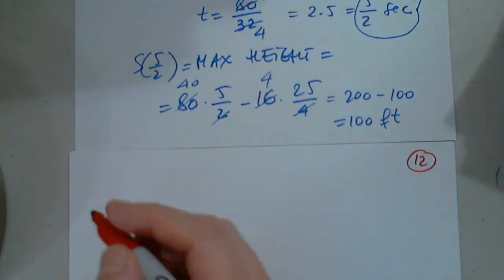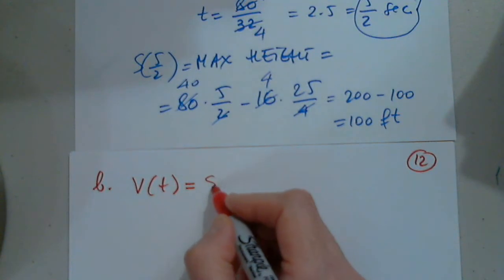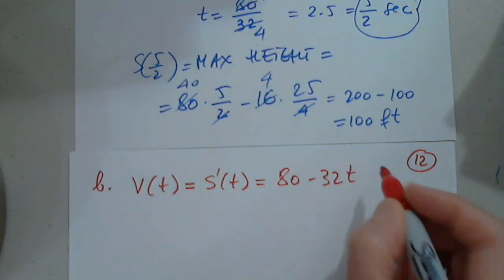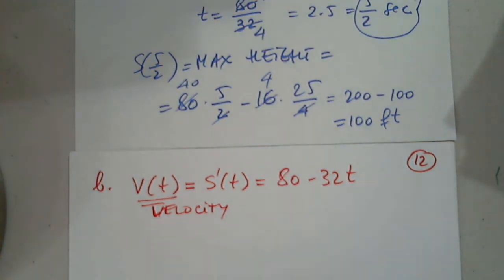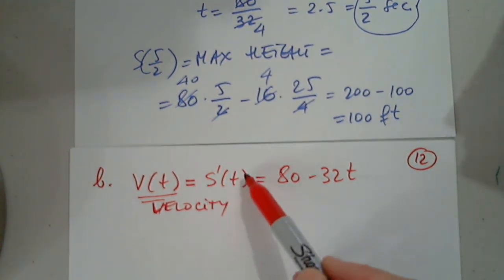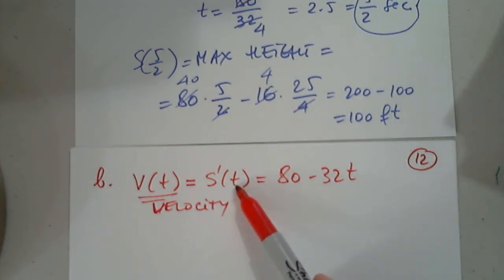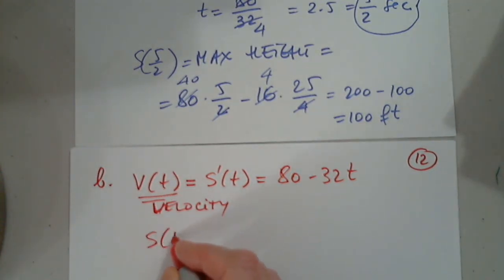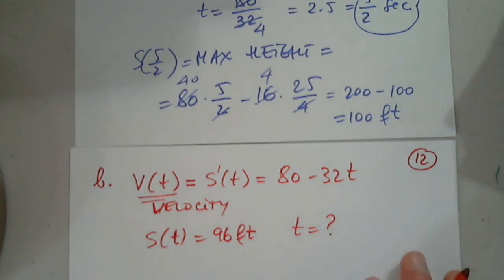So first of all, in part B, I know how to find the velocity. The velocity is the first derivative of the distance, which we already have. It's 80 minus 32t. This is the velocity. So please remember, the velocity is the first derivative of the distance. The acceleration will be the second derivative of the distance and the first derivative of the velocity. So now they are telling us that the height is 96 feet. Okay, but I don't know the time when that happens.